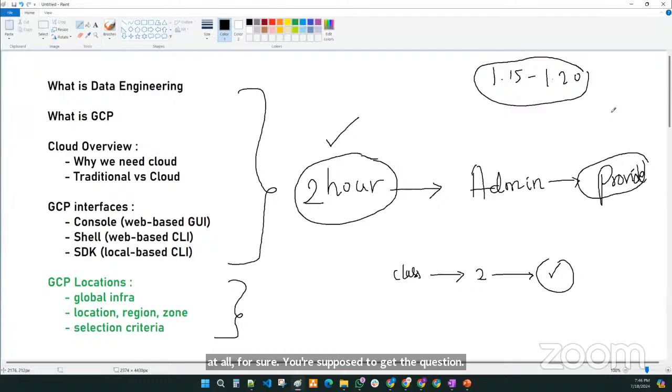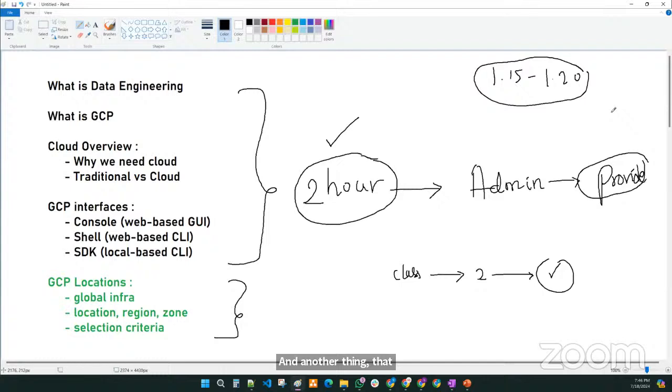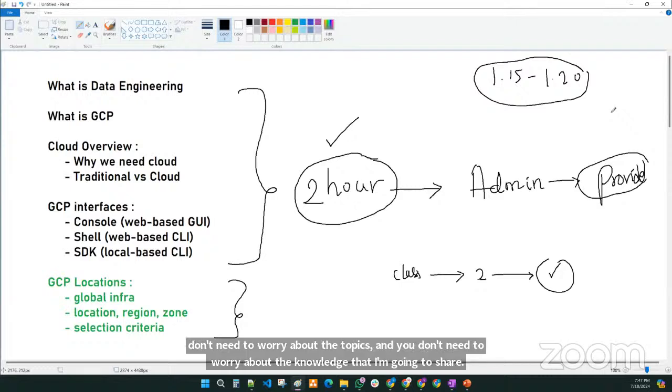Another thing: since we are starting with the cloud now, what about the Python part? Obviously, those things come into the picture. No, don't worry about it. This course is fully packed, guys. I'm telling you, you don't need to worry about the course content, the topics, or the knowledge that I'm going to share. 100% of the knowledge I'm going to share.